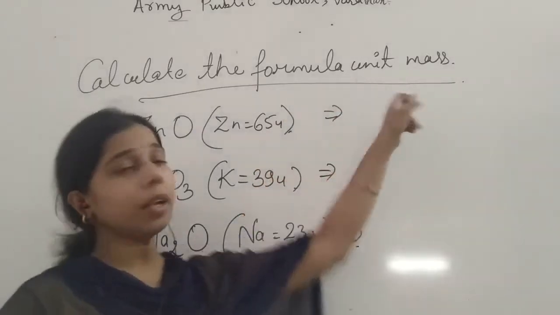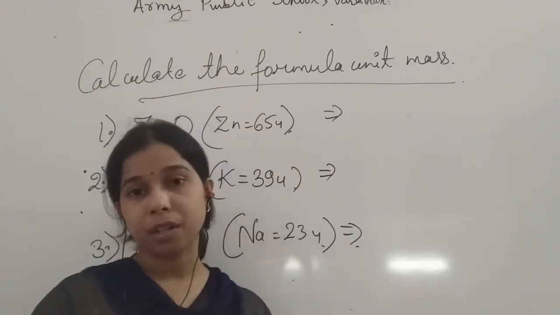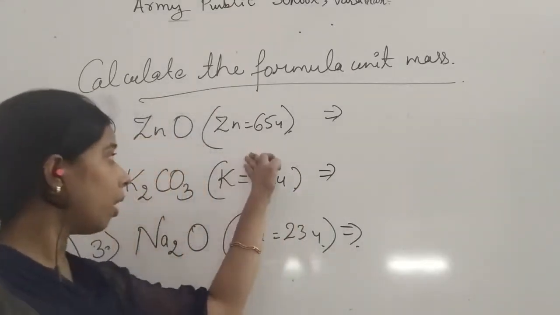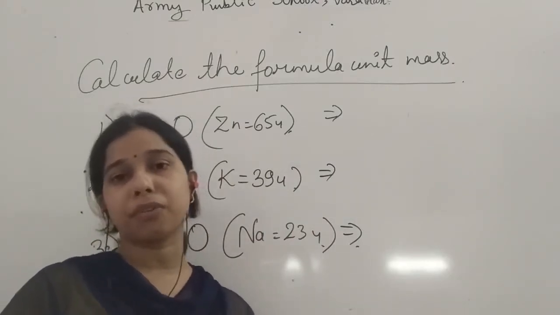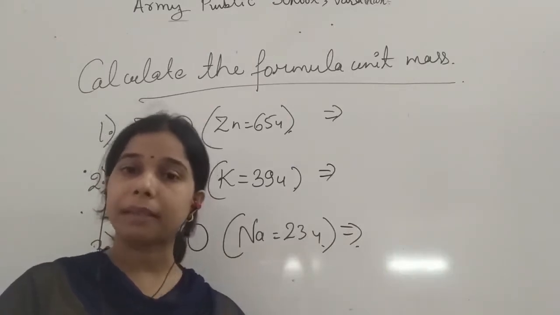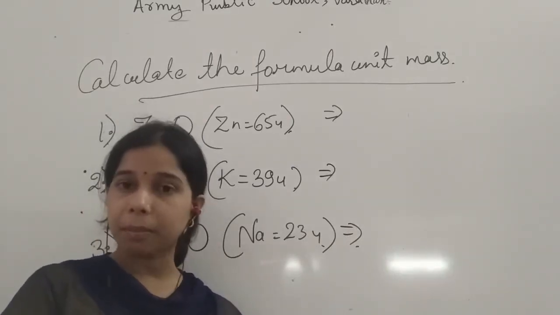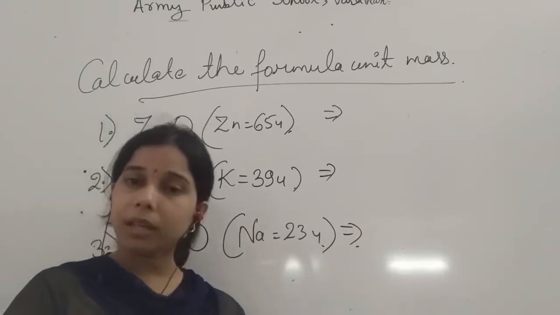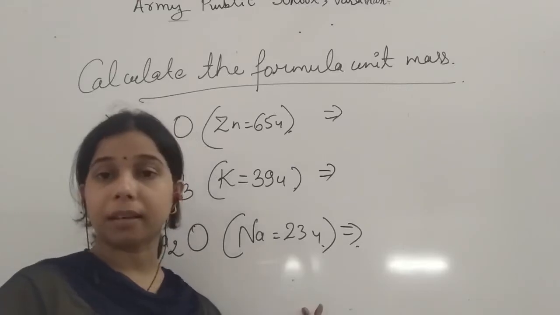The formula unit mass is to find the mass of the formula. So in the formula, by putting the value of the atomic mass of each element present in the formula, we are able to find the formula unit mass. So whether it is the formula unit mass or the molecular mass, both can be calculated by the same method.